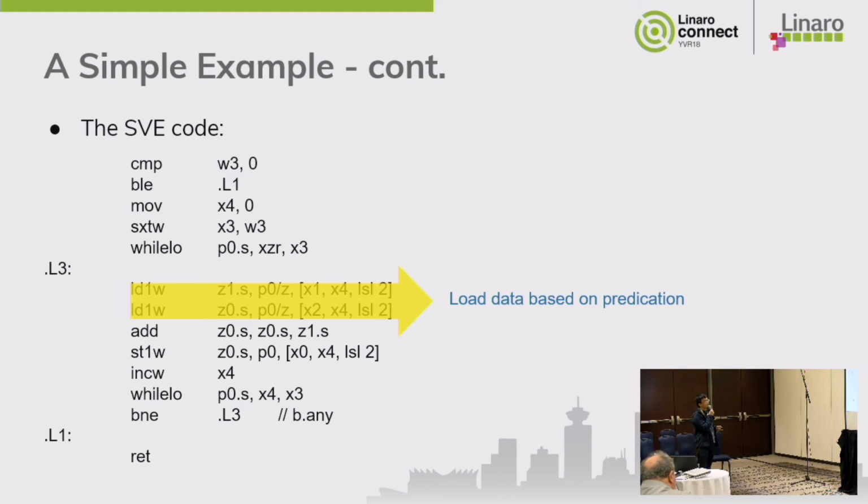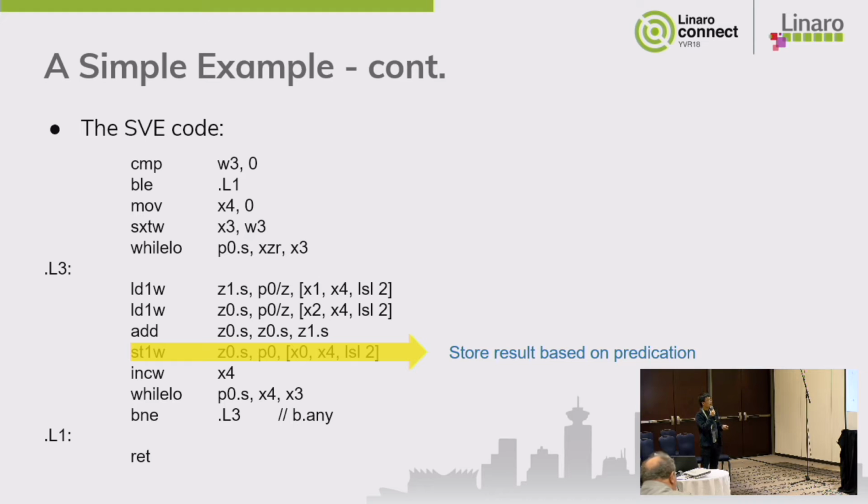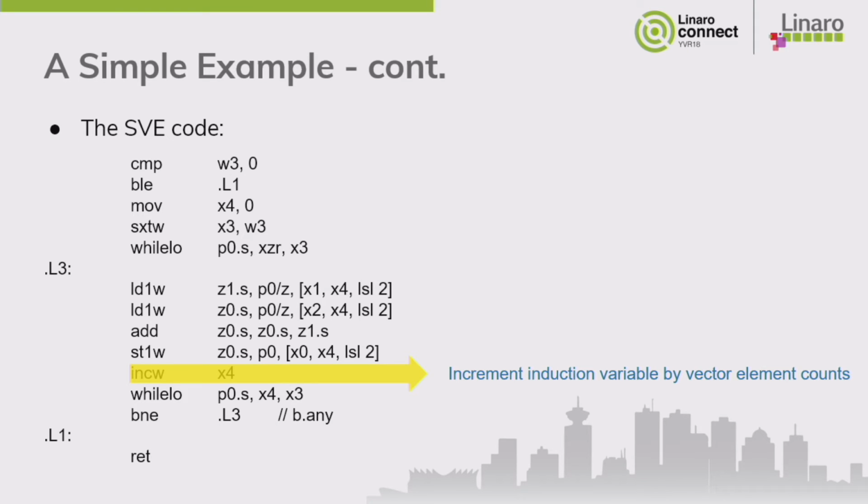Based on the predicate setup, we will load data from the two arrays with the same predicate registers, and then we will add these registers and store the result to the target array based on the same P register. And we will increment the induction variable by the vector element count. For example, if we have an implementation of 256, this x4 will be increased by a word. So at this point, we programmers don't need to know the real vector implementation register length.